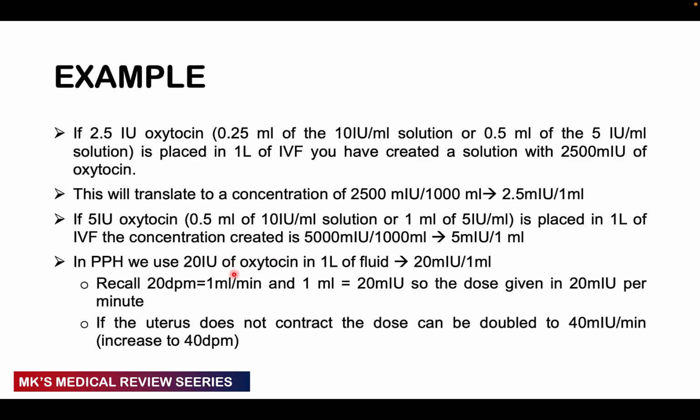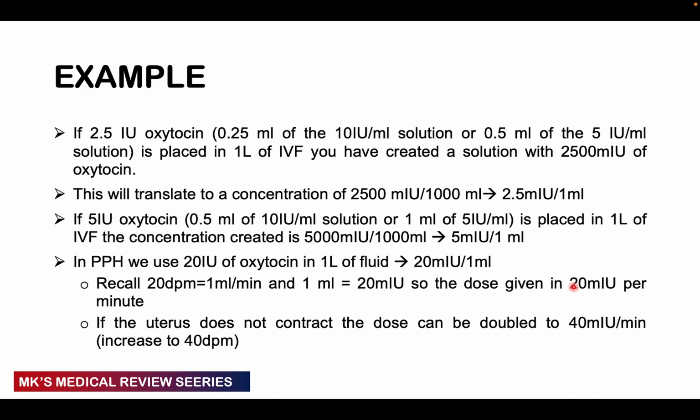So in 1 minute, you're going to be giving 20 drops, and this is going to be equal to 1 mil. But remember, how much is 1 mil going to be giving you of this solution that you have created? 1 mil of the solution gives you this 20 milli international units. So therefore, we can say that for us to give the 20 milli international units per minute, we should let it run at 20 drops per minute.